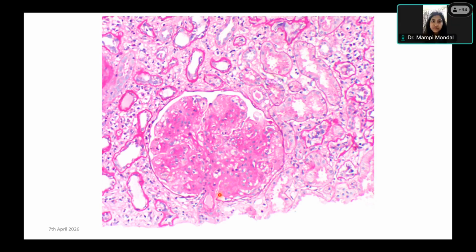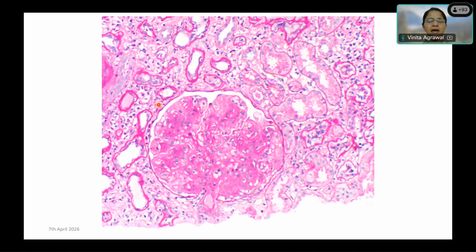Yes. Do you see capillary loops here? Patent? No, you don't see any capillary. This is the Bowman space, right? Right. Do you see any capillary loops here? No. You should have seen capillary loops at the periphery. Always look at the periphery. So if you don't see capillary loops at the periphery, this is endocapillary hypercellularity.